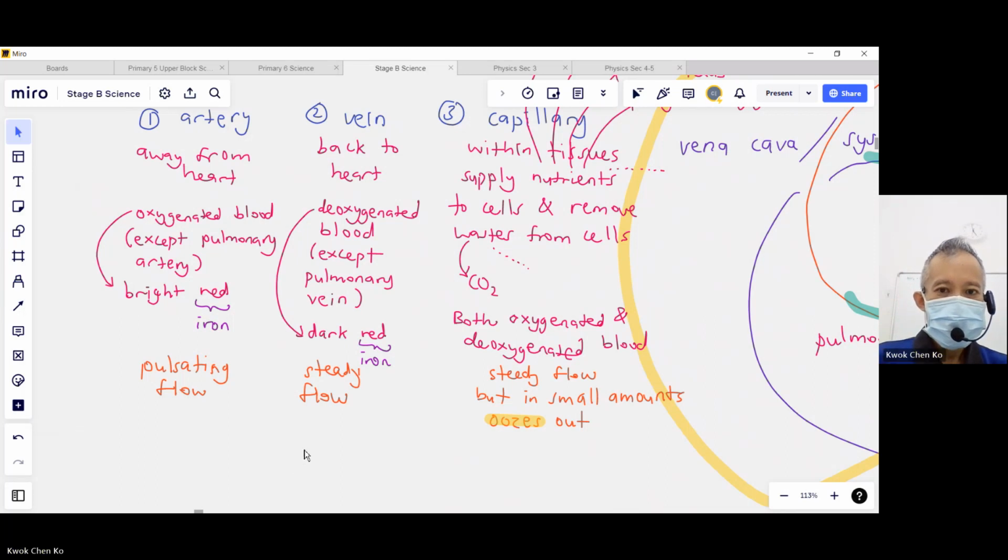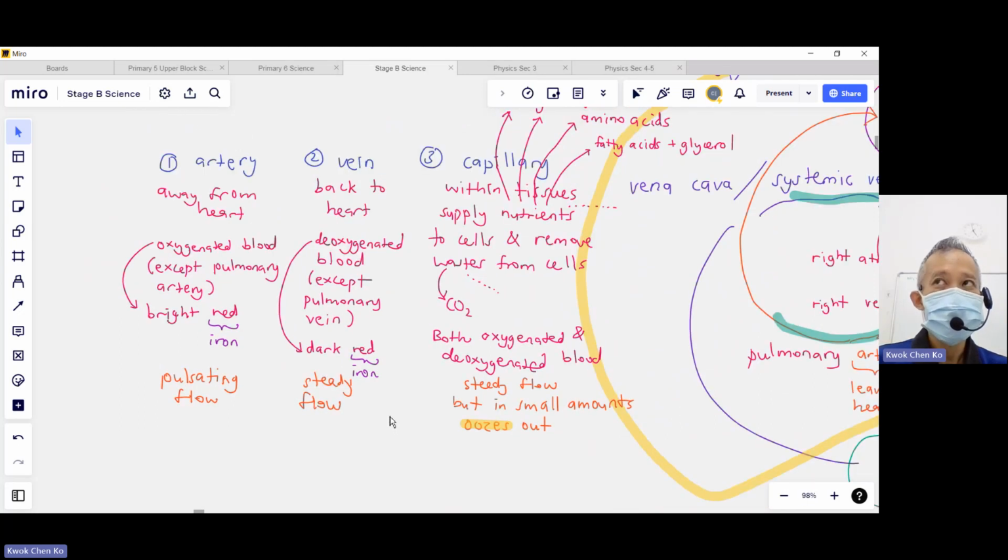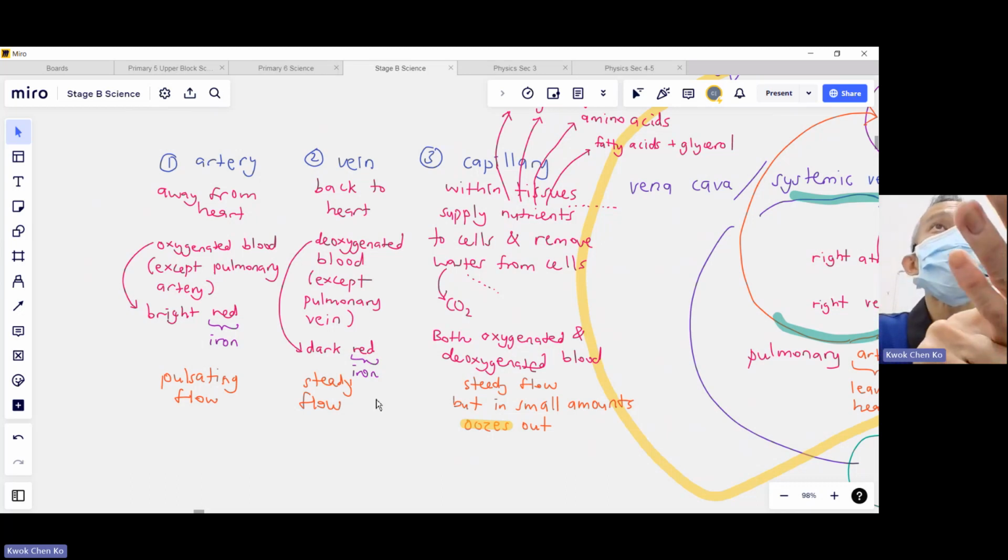That's why you won't die from a paper cut. You won't die from a cut on your finger. But if you cut your artery or vein, you can die.